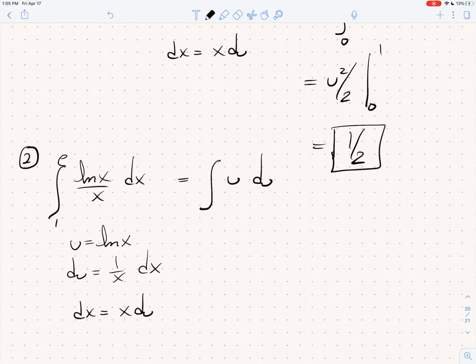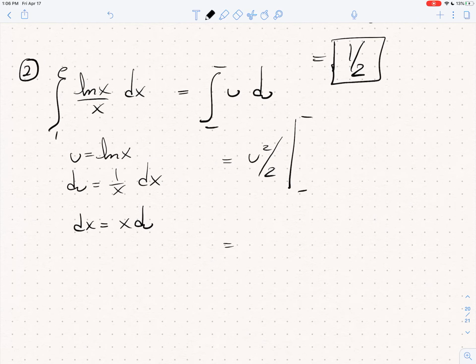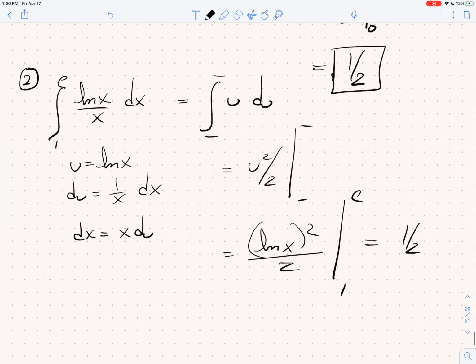But if you want to maintain the fact that this is a definite integral, but you don't want to plug the bounds in and switch them, just put dashes. And so then you're going to get u squared over 2 evaluated, put dashes again, and then you plug in u, and you get ln of x squared over 2, and then you come back with the old bounds just like we did. That's fine.